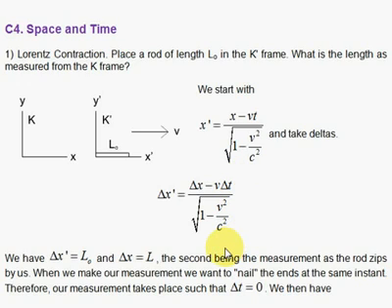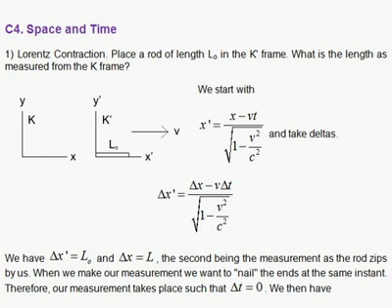Otherwise, if you say, here's the left part of the car, and then I wait and get the right part of the car, then I'm going to get a false value. So I have to measure the left and the right part of a car or a ruler or anything at the same time.